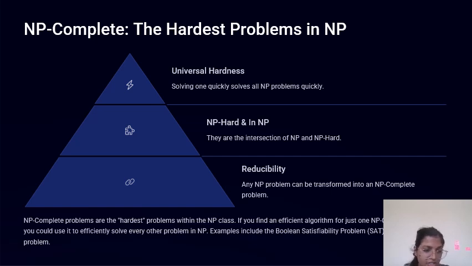So, what is the definition of NP-complete? A decision problem D is said to be NP-complete if, first, it belongs to the class NP, and second, if every problem in NP is polynomially reducible to D.